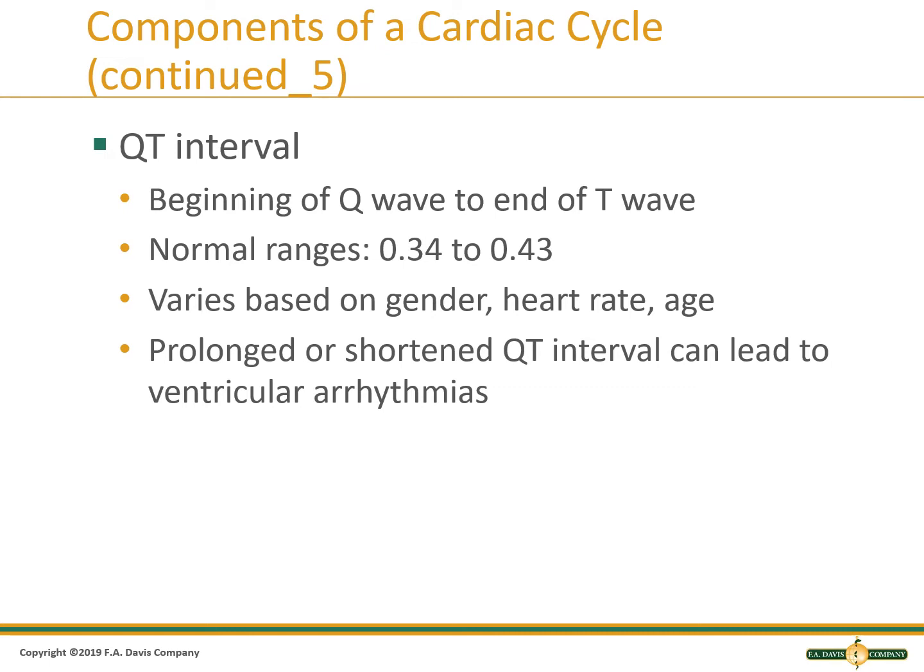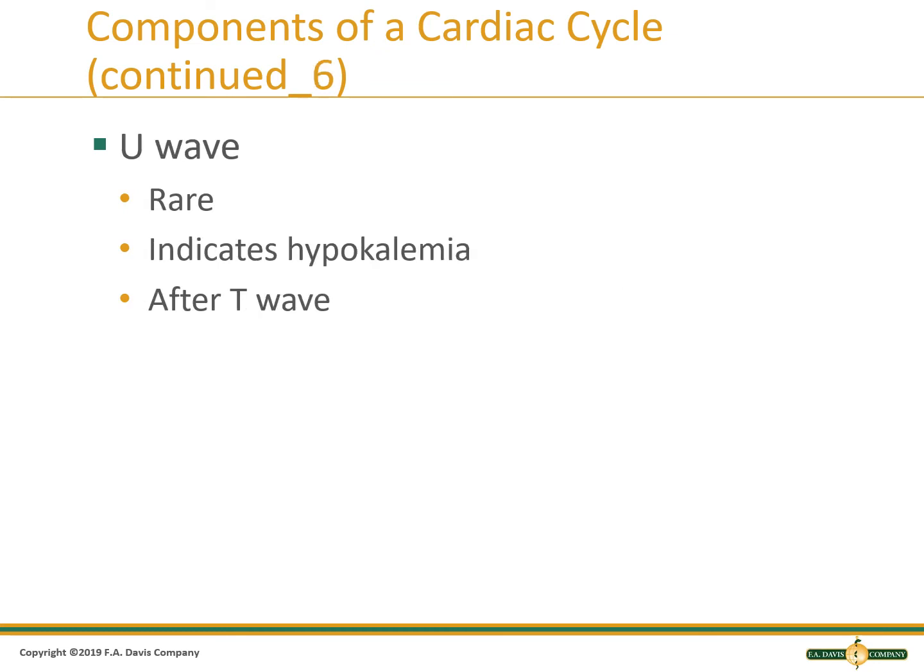QT chart for identifying normal values is used. Prolonged or shortened QT intervals can lead to ventricular arrhythmias. Abnormal rhythms can result from genetic causes, heart conditions, electrolyte imbalances, or medications that can prolong the QT interval.